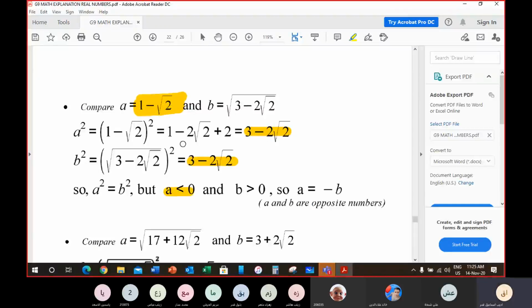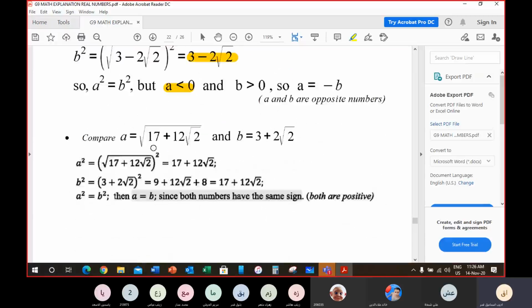So A is less than 0. What did A come out as? 1 minus radical 2, which is negative because radical 2 is greater than 1. So here I have a negative number and a positive number, and the positive is greater. A is less than 0. B we did too: 3 minus 2 radical 2, positive, since the positive is greater. So B is positive, and A equals minus B. A and B are opposite numbers.